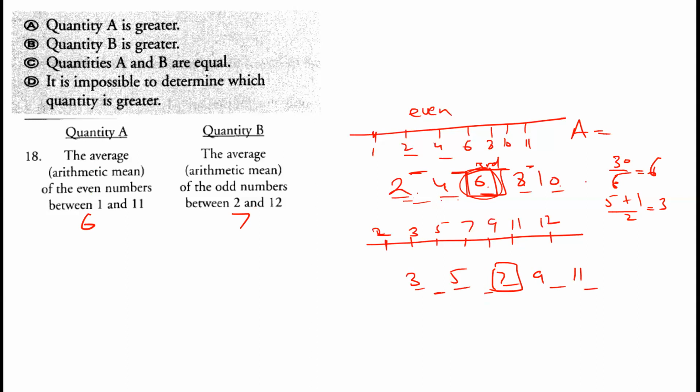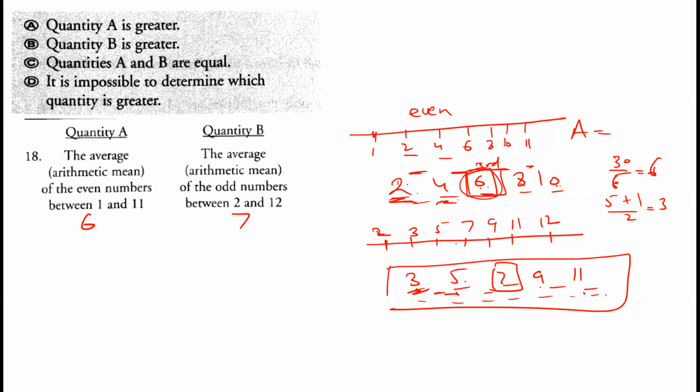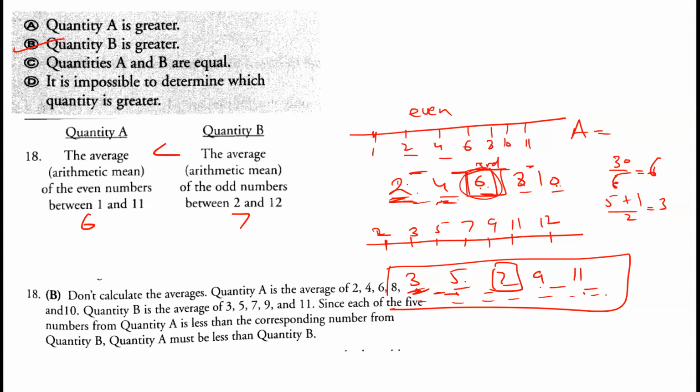And we don't even need to do this. You just look. Each term is more. So 3 is greater than 2, 5 is greater than 4, 7 is greater than 6, 9 is greater than 8, and 11 is greater than 10. Hence, by default, the average of this sequence would be more. So we can even solve this question without coming up with the average. So B is greater. So option B is correct.